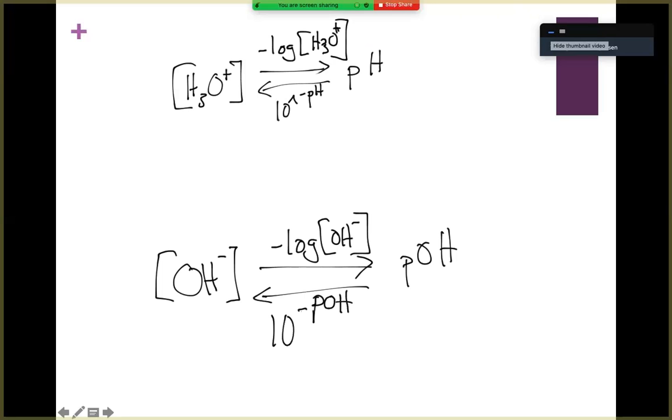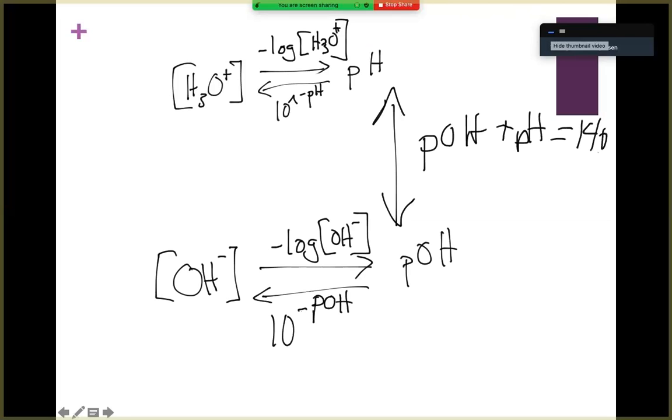Now we need some way to put these two together. Well, a way to do that is the total of the scale. These two values added together, your pOH plus your pH, have to equal 14.00.